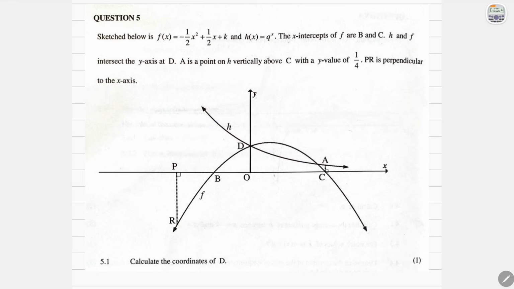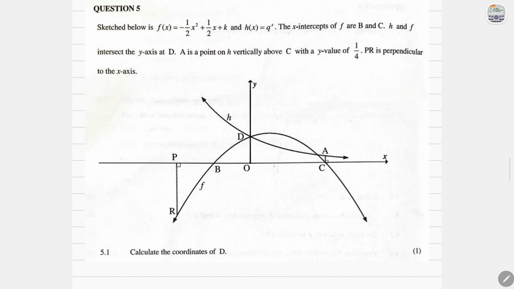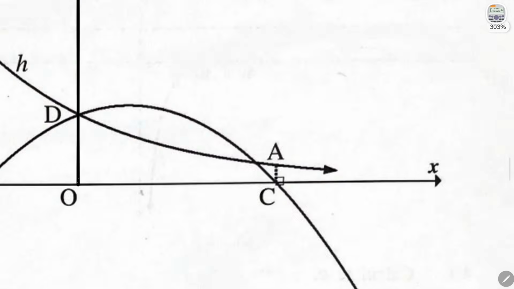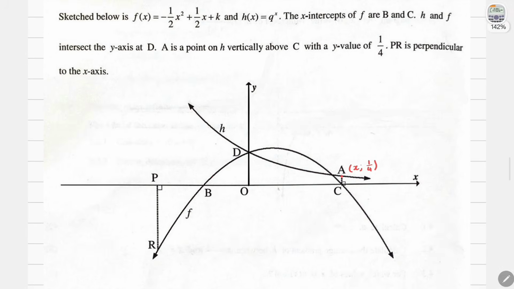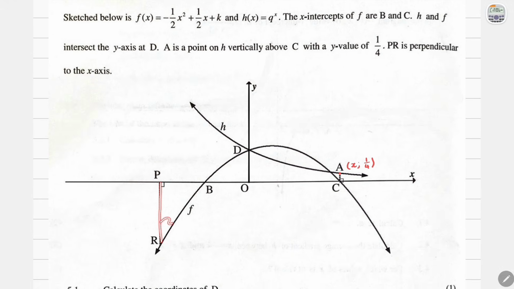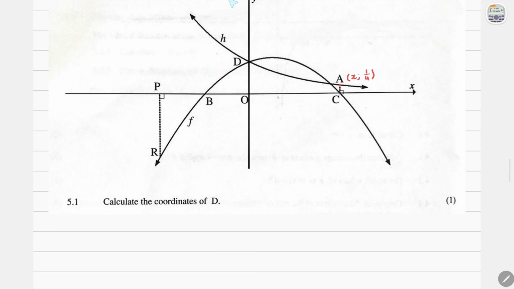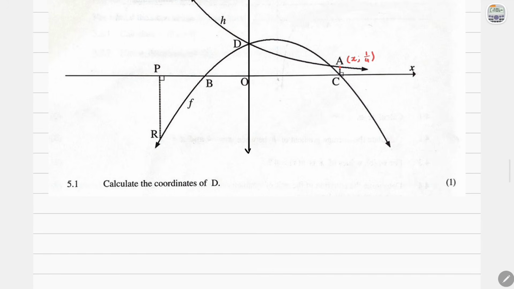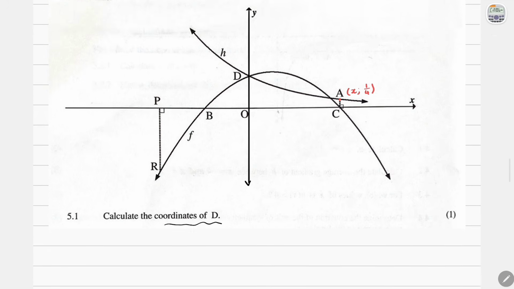So this is vertically above C, so they share the same specific coordinate. It could be x or y. You need to remember that. And they say with a y value of 1/4. We should probably put that down. So this has a y value of 1/4, meaning it's currently just (x, 1/4). Let's just keep it like that. And then they tell us that AC is perpendicular to the x-axis, as we can see. Let me also just extend that line. And the first question is, calculate the coordinates of D.